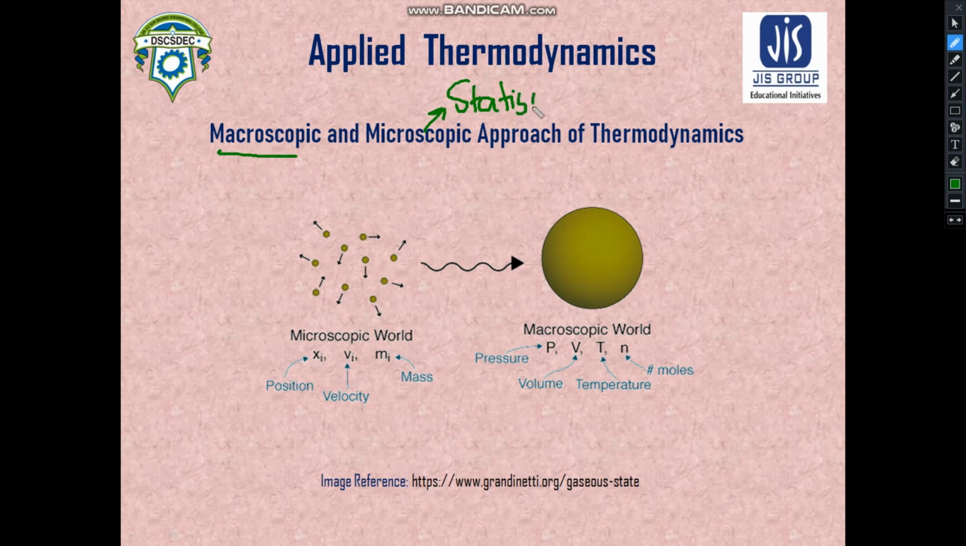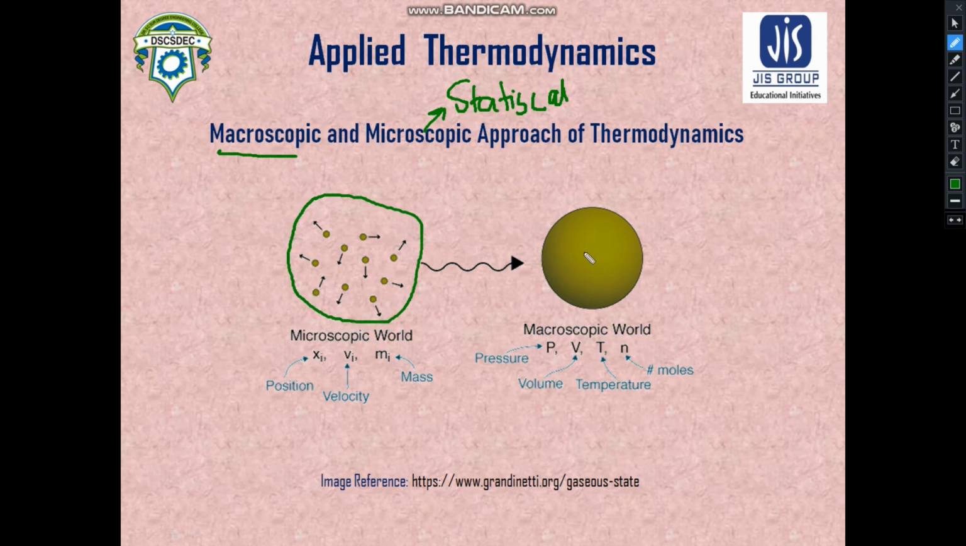Now, from the diagram which you are observing right now, you may have understood, or you can get a feeling about the microscopic and the macroscopic. So here, both these figures are the same thing.